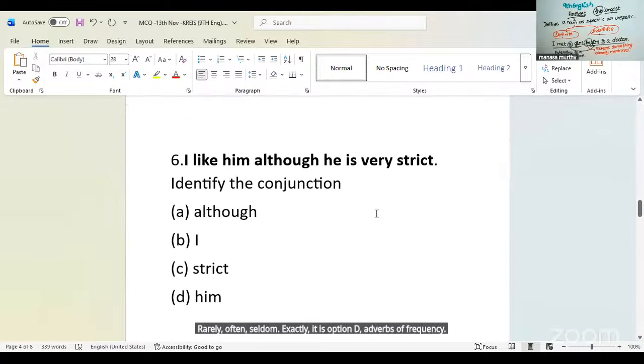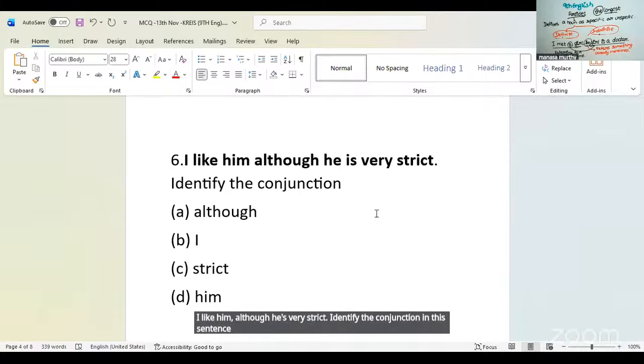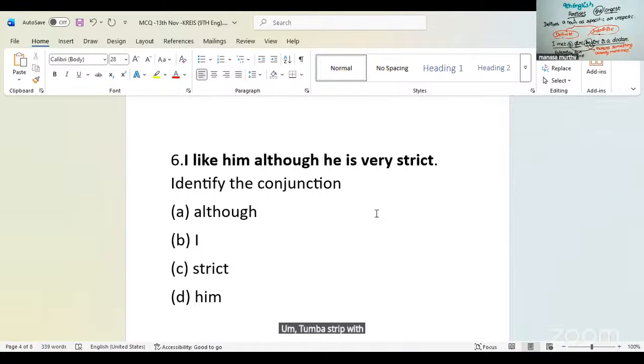I like him although he is very strict. Identify the conjunction in this sentence. Even though he is very strict, I like him. It is "although", a subordinating conjunction. Exactly.